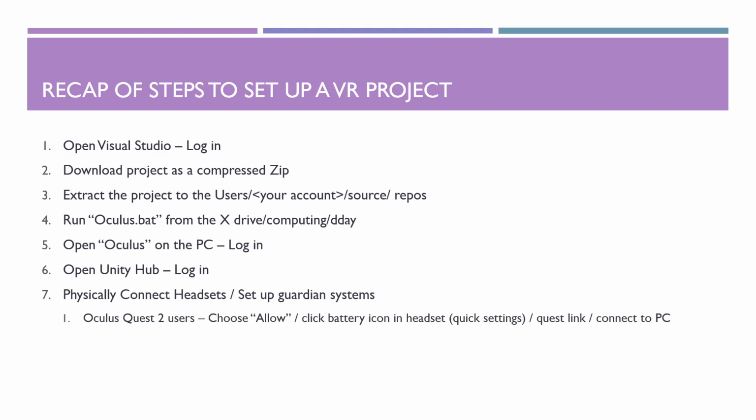If you are a Quest 2 user, remember you need to choose Allow when you plug the headset into the PC. Allow the link to access data from the PC. You also need to click the battery icon in the headset, which will open up the quick settings. Then click on Quest link, then connect it to the PC. Lots of steps. I might print that and stick it on the wall somewhere, but you get the idea. Go do that now.